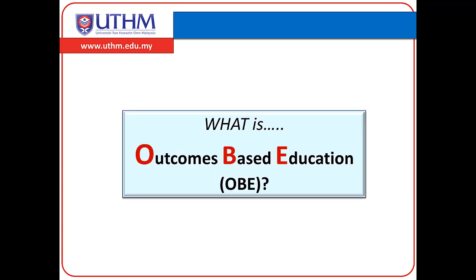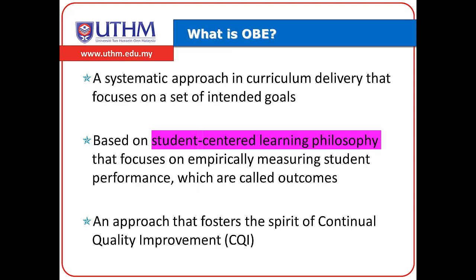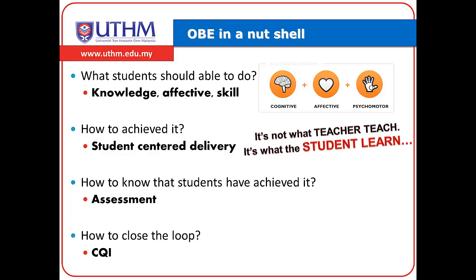Okay, so what is outcome-based education? Basically it's a system, as I mentioned. It focuses on a student-centered learning philosophy. So basically it's not a lecture-centered learning philosophy, it's a student-centered learning philosophy. Next. It's not what the teacher teaches, it's what the student learns. So basically what you should be able to have, you should have knowledge, you should have effective. Effective is how much you like this thing.